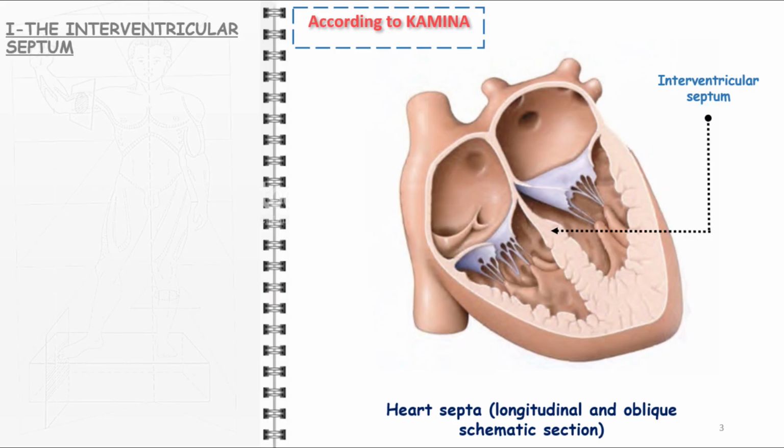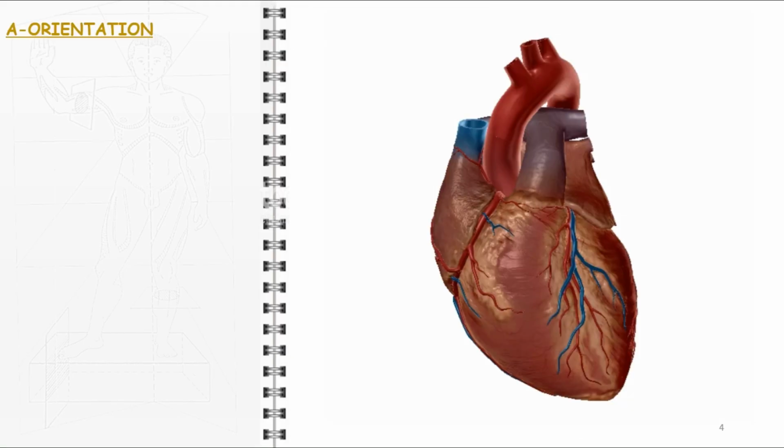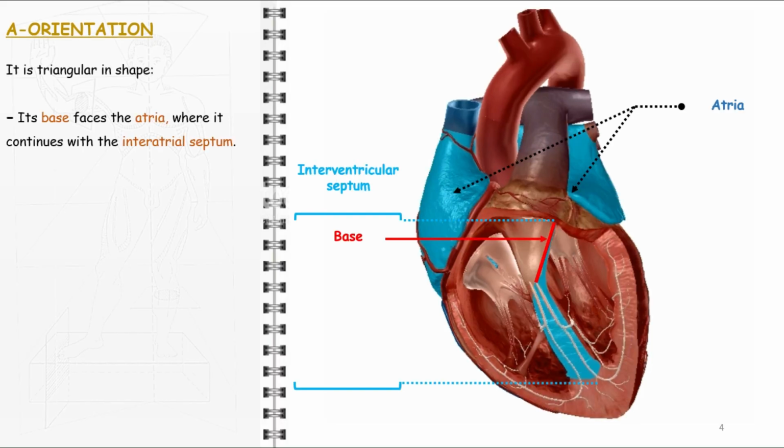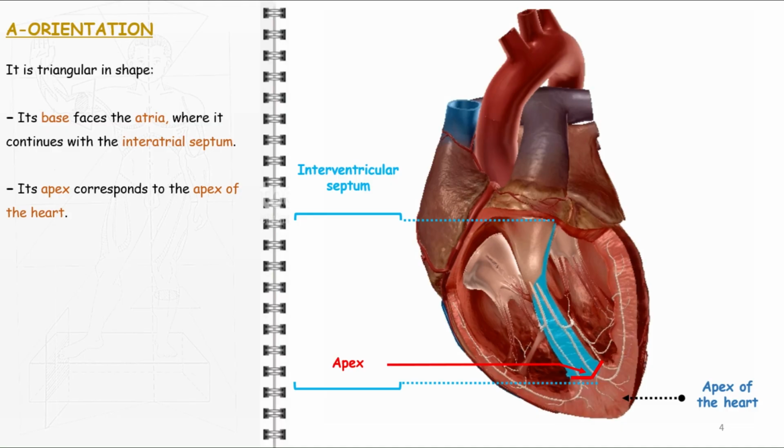Let's start with the interventricular septum. The interventricular septum extends from the anterior wall to the inferior wall of the heart. It is triangular in shape. Its base faces the atria, where it continues with the interatrial septum. Its apex corresponds to the apex of the heart.